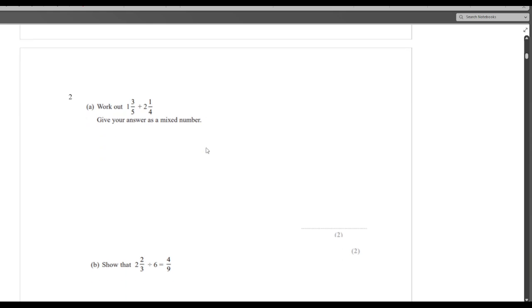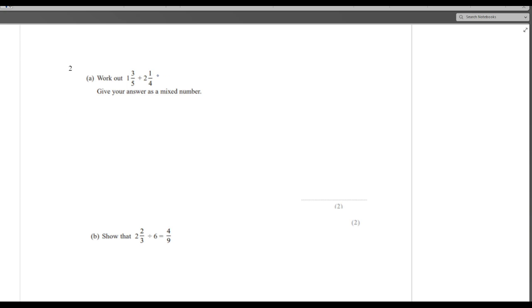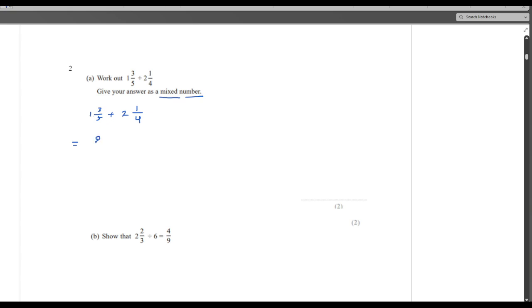Question number 2. Work out 1 3 by 5 plus 2 1 by 4, and you have to give your answer as a mixed number. Again, this mixed number is important for you. First I will write this as an improper fraction. So 1 times 5 is 5 plus 3 is 8, 8 divided by 5. I hope everyone knows how we write a mixed fraction as an improper fraction.